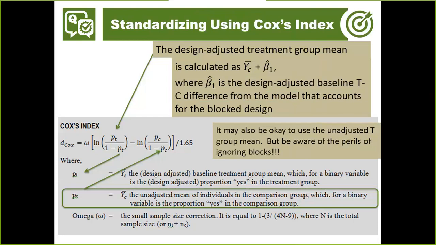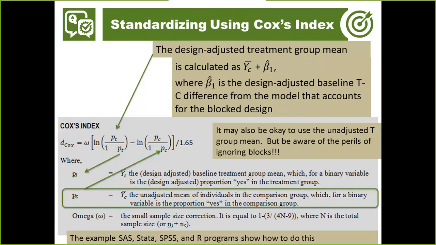It may be okay, again, to just report unadjusted treatment group means, but if you did this, you and the WWC would be ignoring the block design, and we have to be aware of the perils of ignoring the blocks in block designs. Example SAS, STATA, SPSS, and R programs show how to do this standardization with example data.